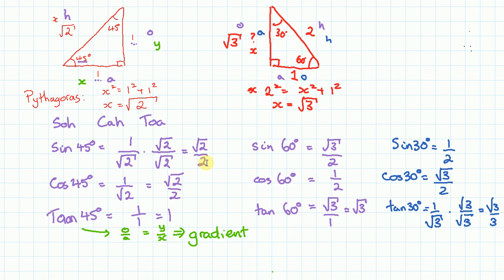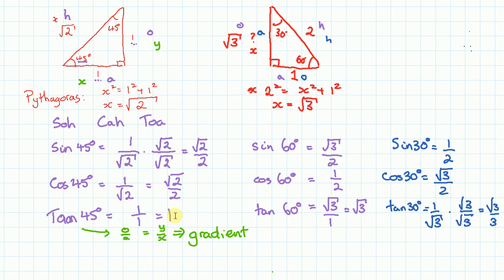That's our sine value. Cosine is 1 over square root of 2, but this time it's the 1 for the adjacent divided by the square root of 2. And again that gives us the same answer, square root of 2 over 2. Tangent of 45, opposite over adjacent, gives me a value of 1.